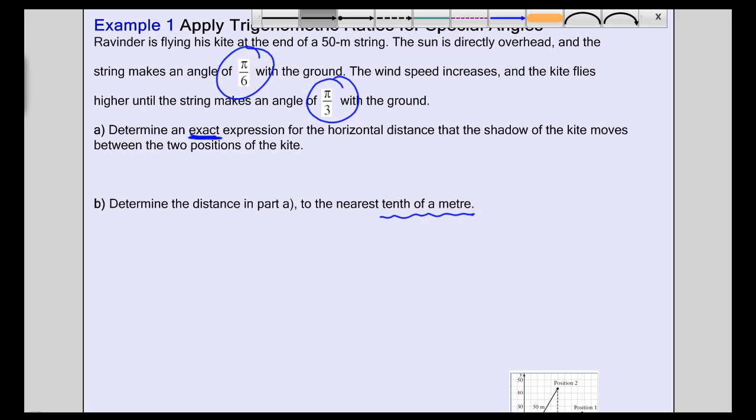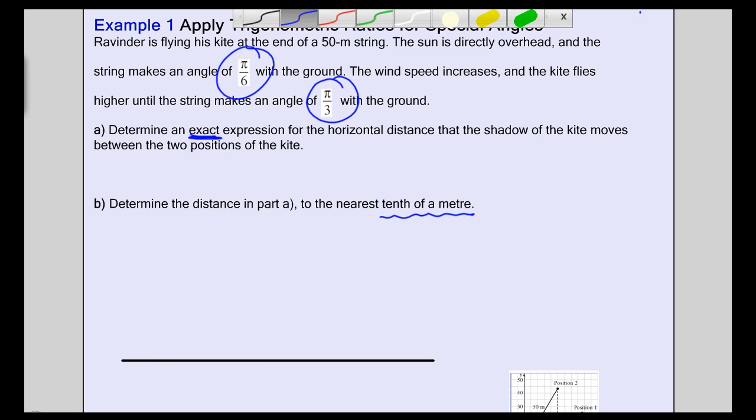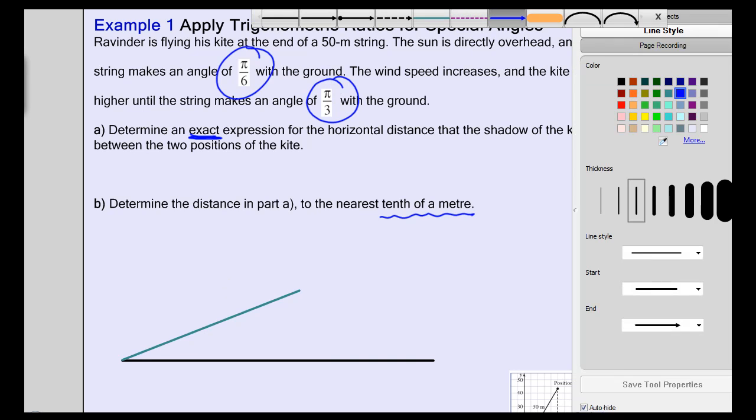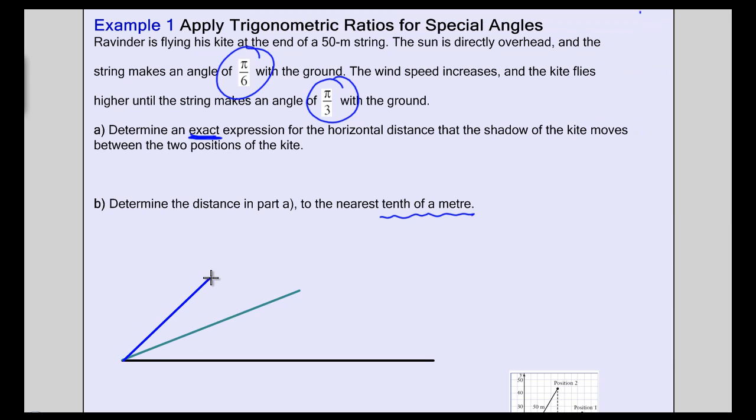So like anything, a diagram is a very healthy thing to do here. So if we call this the ground, and Ravinder's kite string is going to be at first with an angle of pi over 6, which is 30 degrees. So let's make that about 30 degrees. And then the wind picks up, and I'm going to make this a dotted line. Let's make it a blue line without an arrowhead on it. We don't need an arrowhead. And it gets a little steeper. So the line is the same length, but now it's steeper.